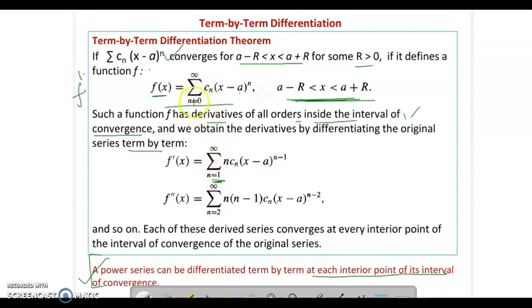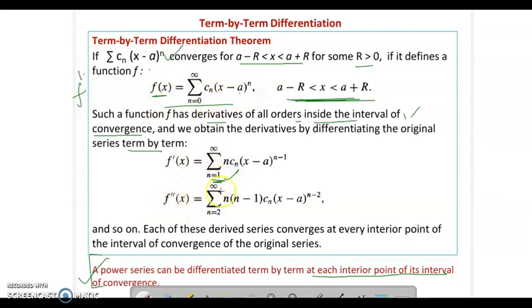Earlier we had n from 0 to infinity. So the first term was c0, then the second term was c1 into (x minus a). So when you take the first derivative, the derivative of c0 will be equal to 0. So the first term in this series will start from n equals 1.